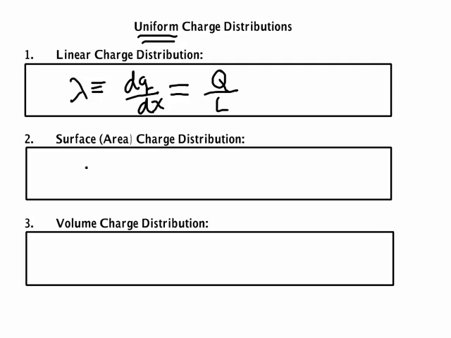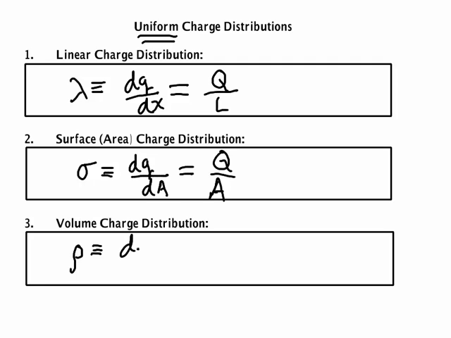For a surface area charge distribution, we're looking for sigma. And it's defined as the derivative of the charge with respect to an area. Again, for uniform distributions, it's a constant and it's Q over A, the total charge over the total surface area. And for volume, it's rho. That is the volume charge density. And it's the derivative of Q with respect to the volume, not the velocity, the volume. And that's equal to Q over the total volume, assuming again it's a uniform distribution.